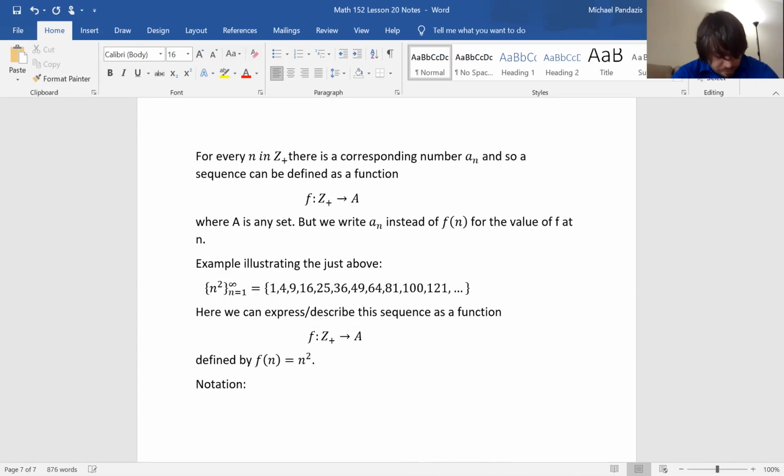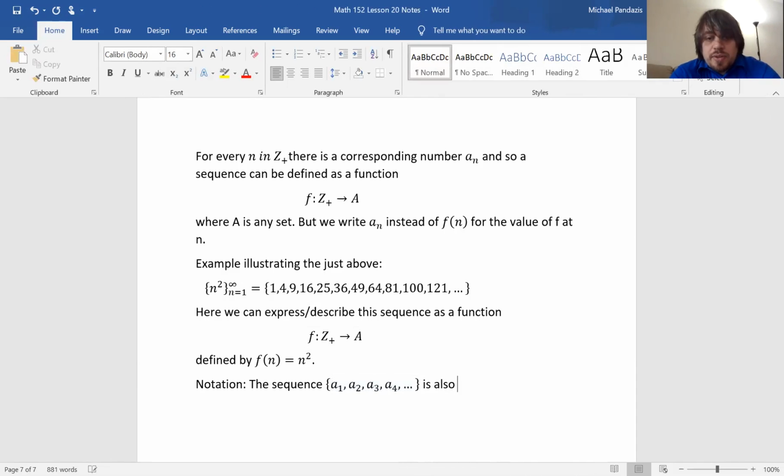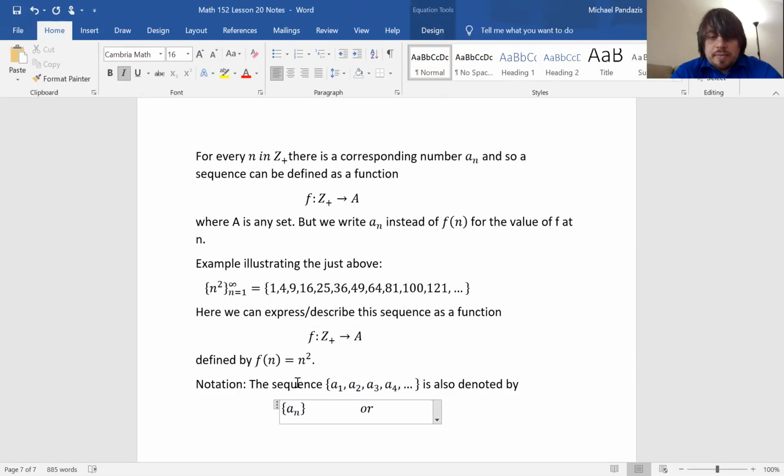Okay, so notation. The sequence a sub 1, a sub 2, a sub 3, a sub 4, and so forth, is also denoted, and I've been using it already, by a sub n, or as a sub n from n equals 1 to infinity.